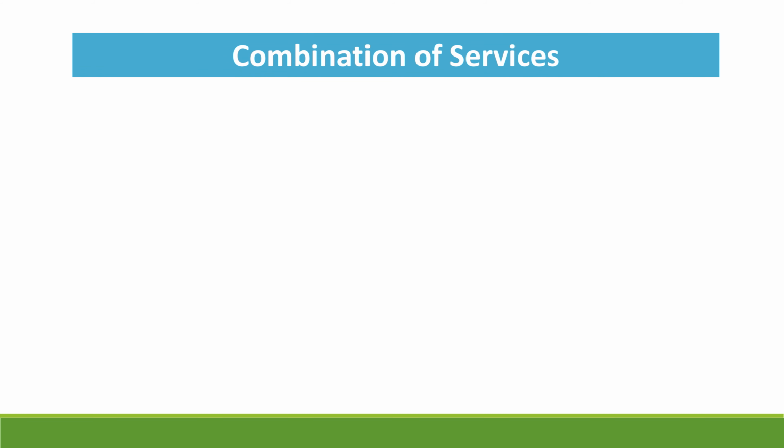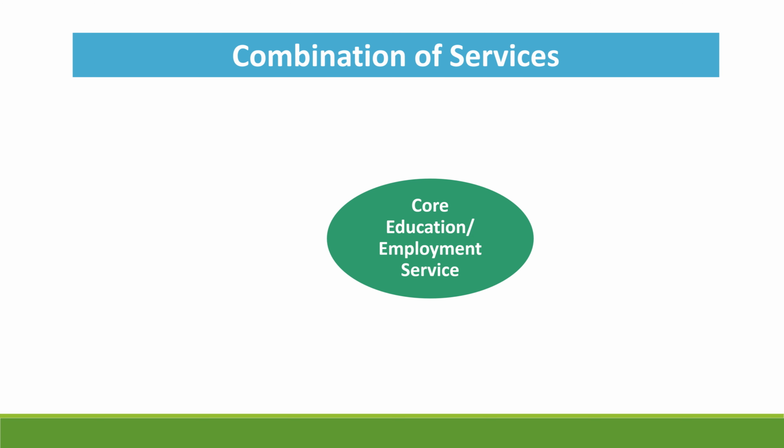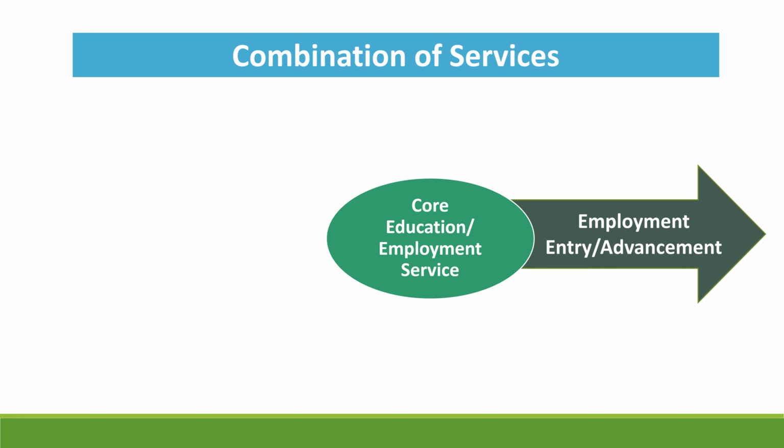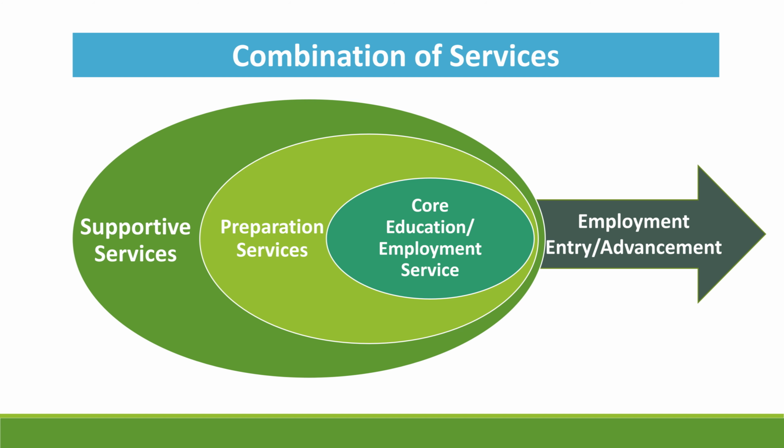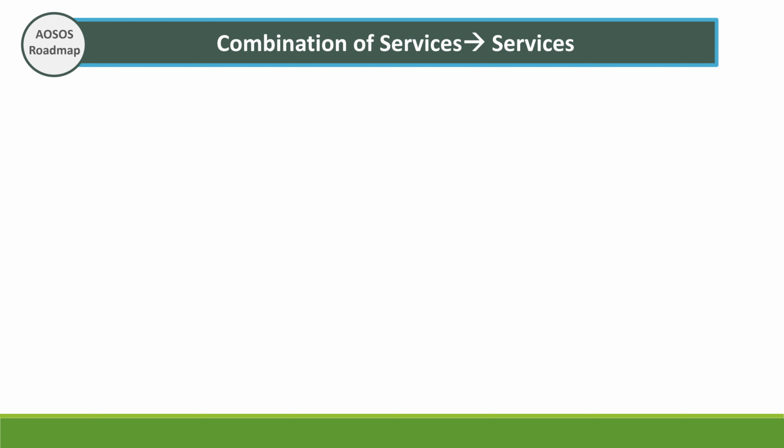The final critical element is the identification and provision of services based on assessment, goal development, and barriers identification. Services should include core education or employment services that provide entry or advancement in an employment pathway. Services also include any specific preparation activities, including training prerequisites and other readiness supports, as well as supportive services to help reduce personal barriers. Services should also be documented in AOSOS.